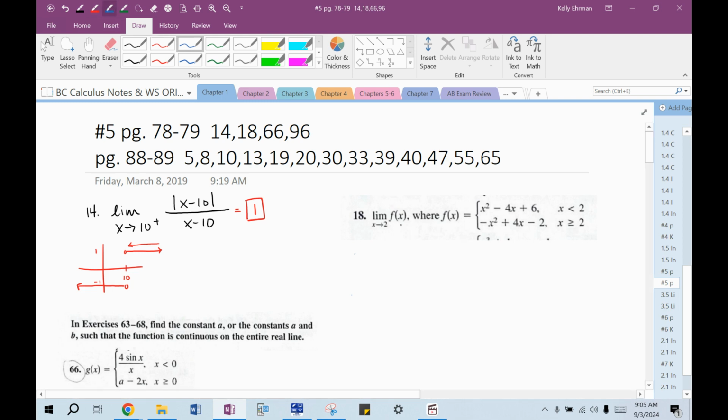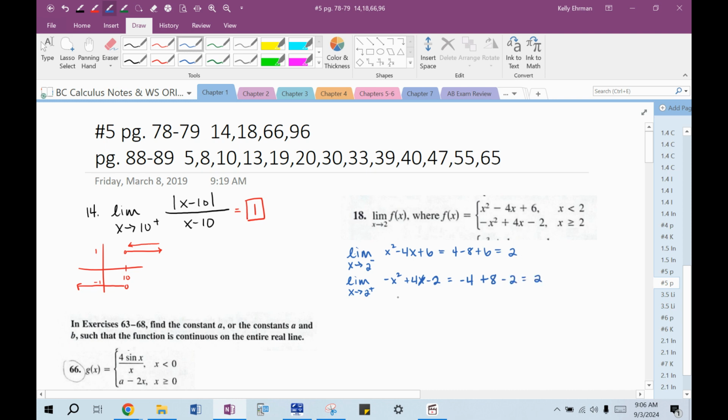For this next piece, find the limit as x approaches 2, where f of x equals this piecewise function. I'm doing this one formally, but the limit as x approaches 2 on the left is using x squared minus 4x plus 6. If I use direct substitution into here, I get 4 minus 8 plus 6. So -4 plus 6 is 2. And if I find the right-sided limit for x values greater than or equal to 2, I'm plugging into -x squared plus 4x minus 2. And that's equal to -4 plus 8 minus 2. 4 minus 2 is 2.